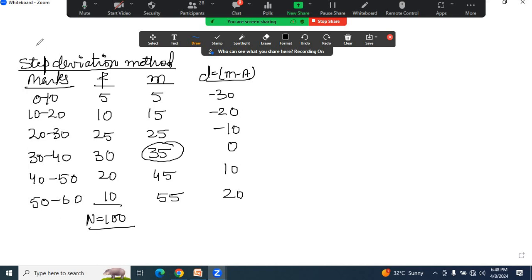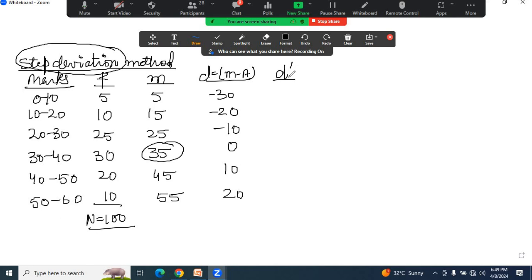Now the actual step used for the step deviation method will come in this. After this step there is one more step, that is D dash. There are different symbols used in different books. Okay, so D dash is the deviation.